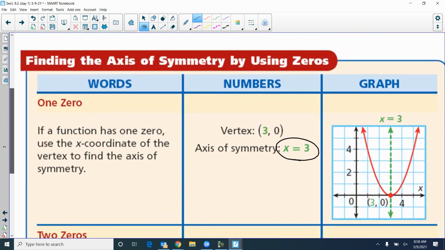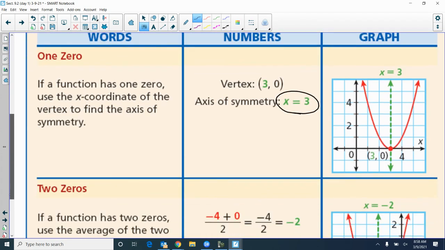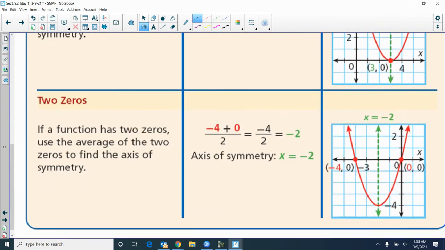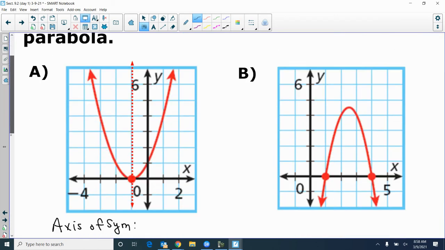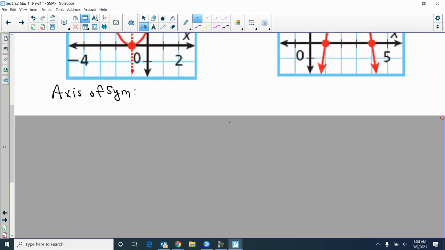This axis of symmetry is written x equals 3. So would it just be -1, 0? Or -1? This axis of symmetry is x equals -1. There we go. Yep, and you have to do that. You have to say x equals -1. Not just -1, not -1, 0. X equals -1. Make sure you got that.